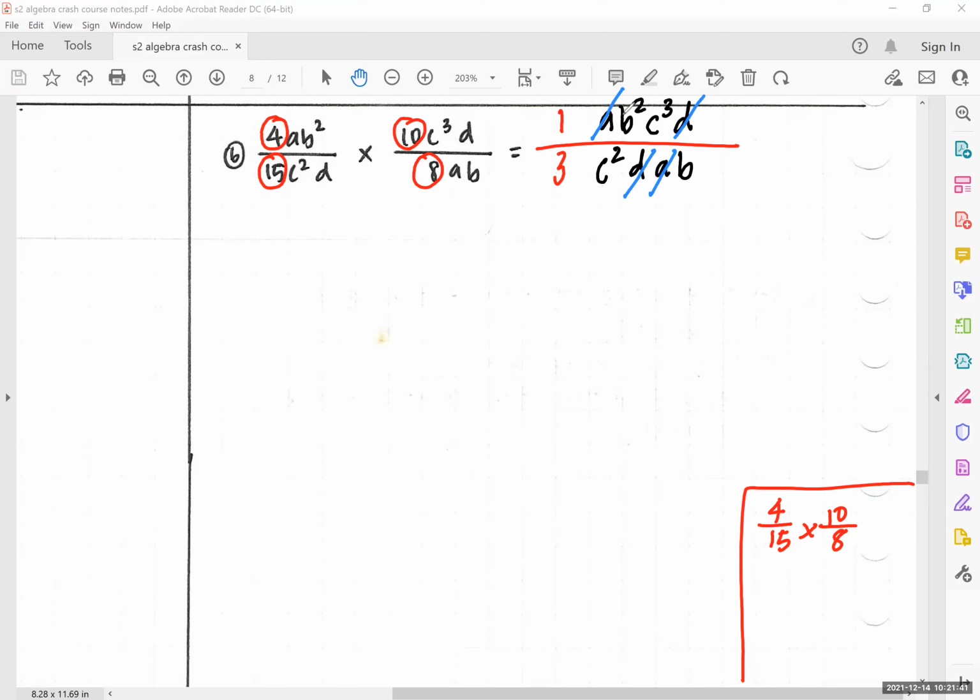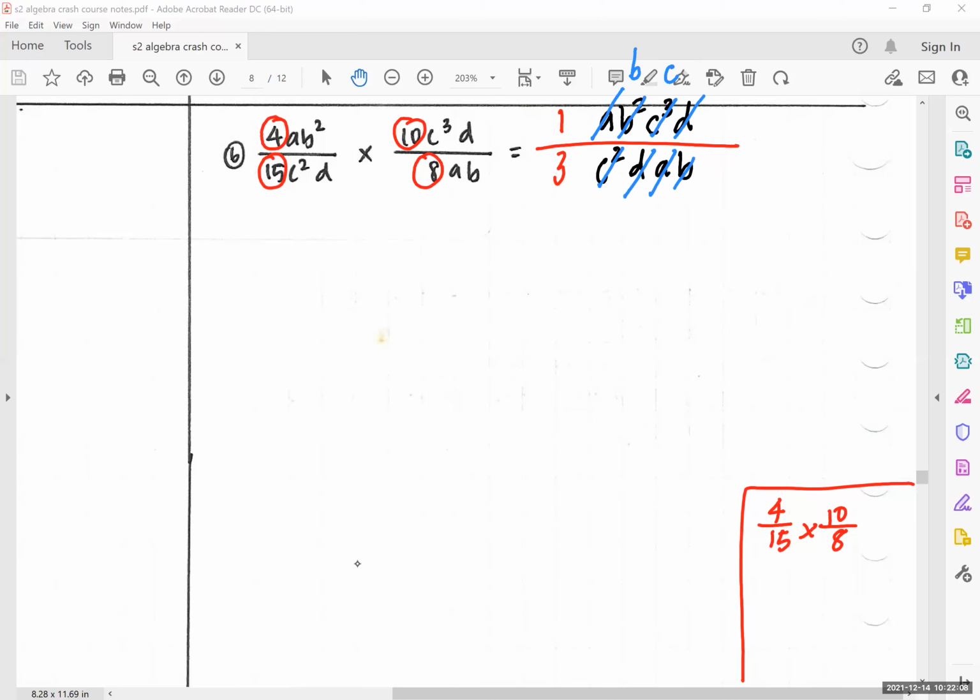Can you see there's a B squared and a B? B squared cancels with B. What am I left with at the end of the day? B. But is the B on top or below? On top. Very good. So guys, have the habit to write it above where you cancel. Don't write anywhere else. Now can you see C cubed and C squared? I can cancel, left with what? C. Is C on top or below? On top.